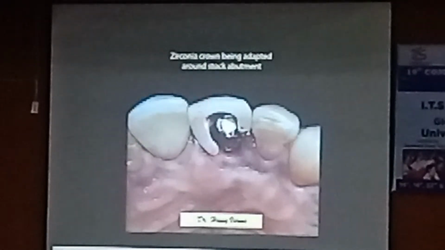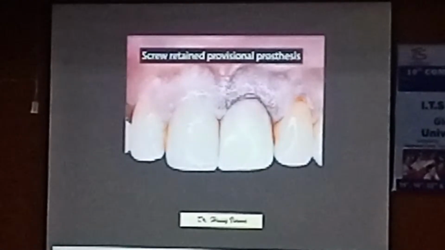I've cut it, and here I am going to restore it with a composite. This cut part, I can just put some composite over here and allow this hole to remain that way, so that I deliver a screw retained provisional. Right? Now see the final prosthesis. This is the screw retained provisional prosthesis.